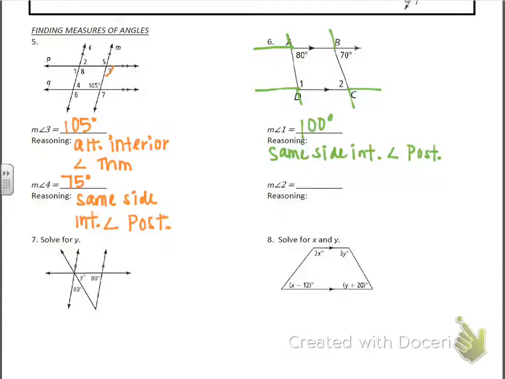Angle 2. Lily. 70. And how'd you get 70? Corresponding to which one? It's not corresponding to numbers. You're right at 70, but it's not corresponding. Alternate interior. There's a 70 there. I used a vertical angle. Oh, okay. I see what you're saying.